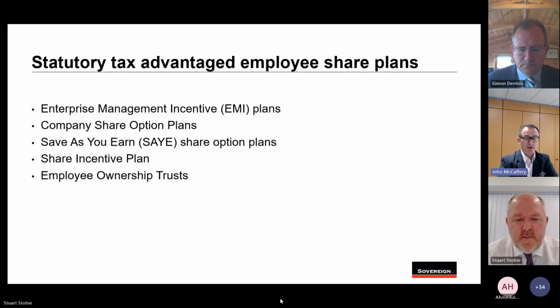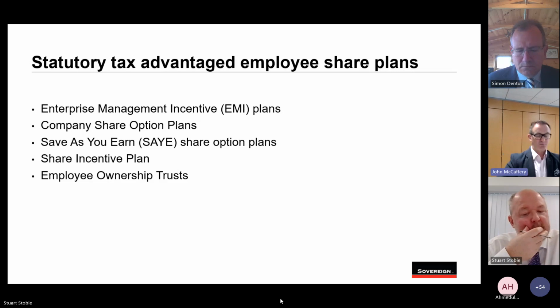Share incentive plan, despite sounding like it could belong to anything, is actually a specific scheme, and what that allows you to do is, again, very broad. It must be available to all employees who've been with the business a certain amount of time. You can discriminate on the grounds of when you're issuing the share award. You can on contribution to the business, remuneration, that kind of thing, length of service.